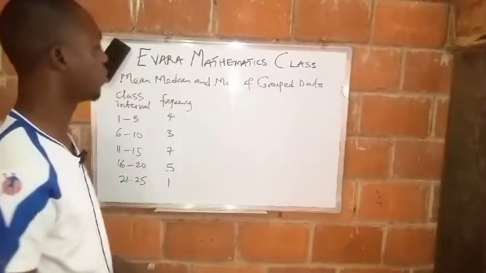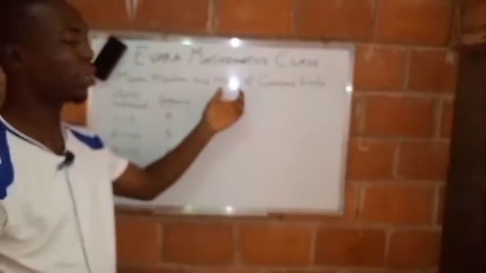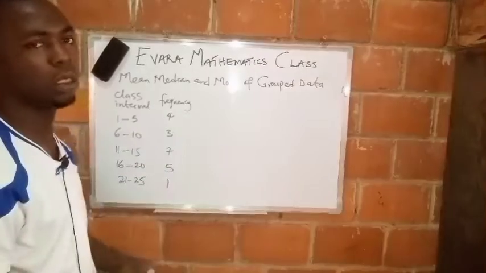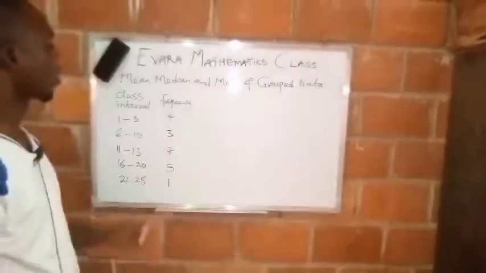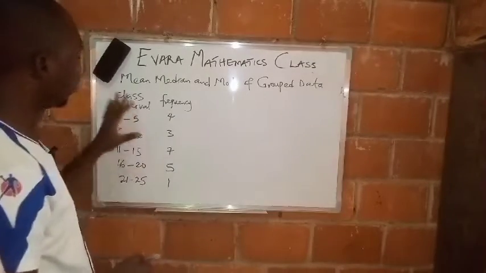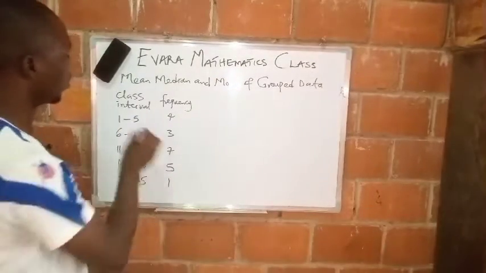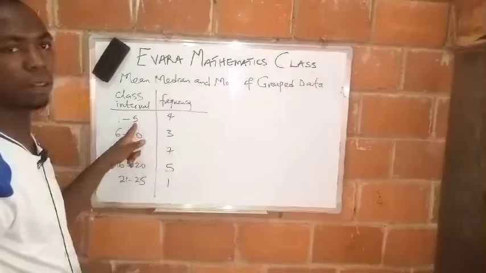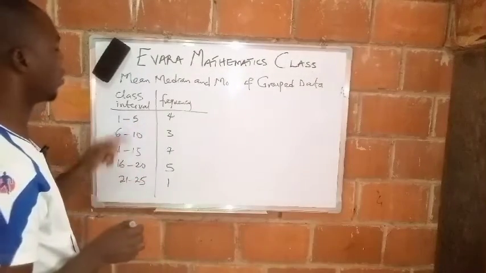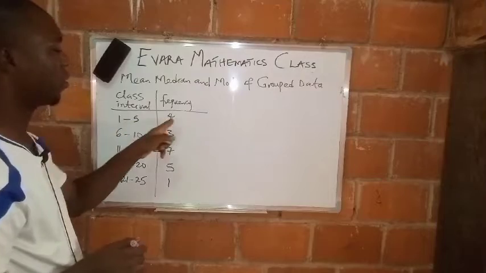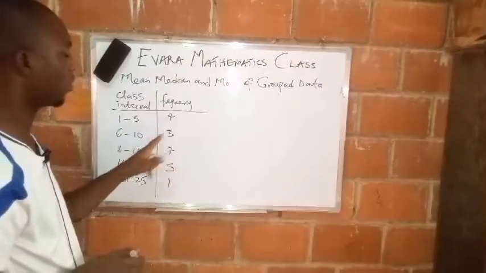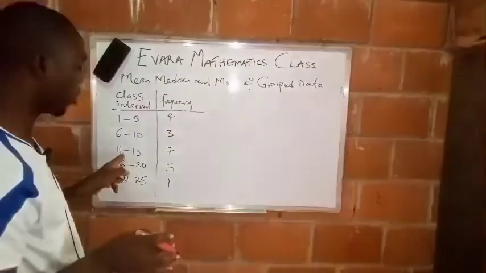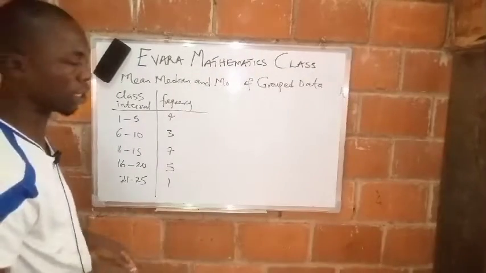Hello viewers at home. Here we are asked to get the mean, median and mode of grouped data. Now, this is what we know as grouped data, when you have a group of numbers in the same class. Here we have from 1 to 5, they appear 4 times. Numbers from 6 to 10 appear 3 times. Numbers from 11 to 15 appear 7 times, like that.